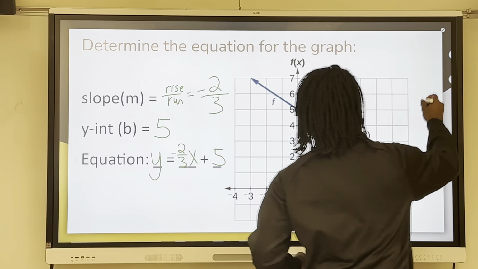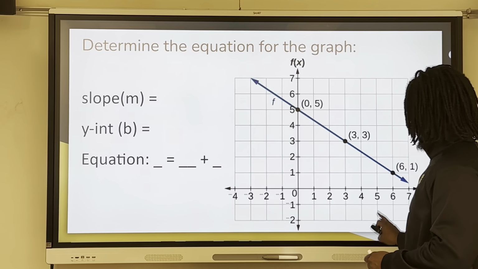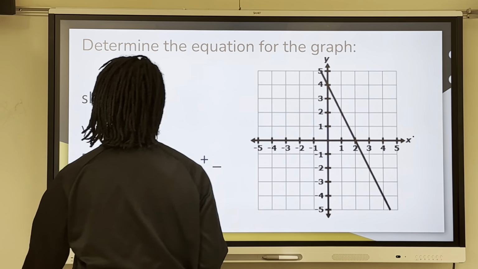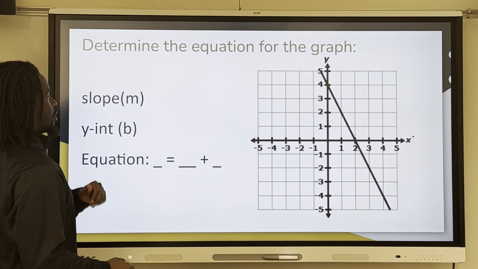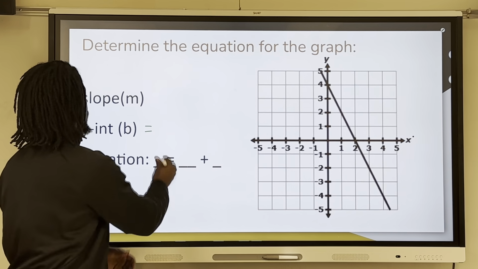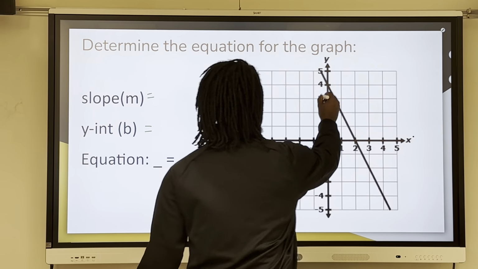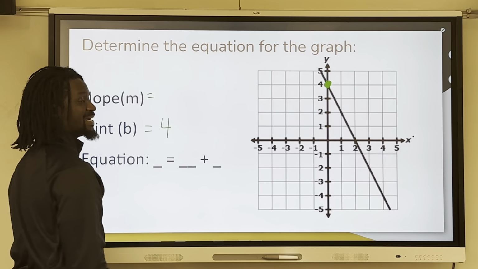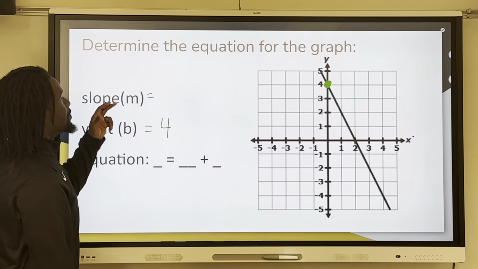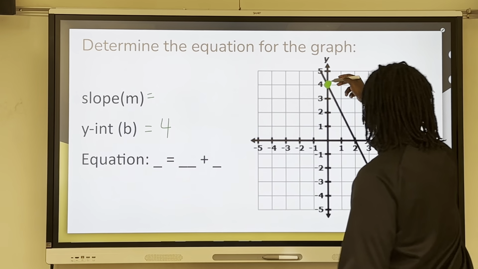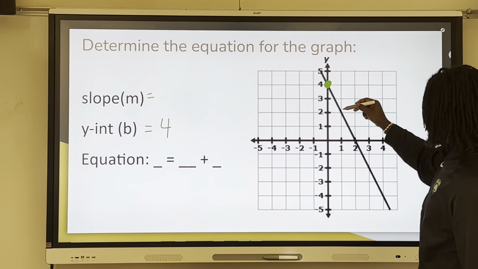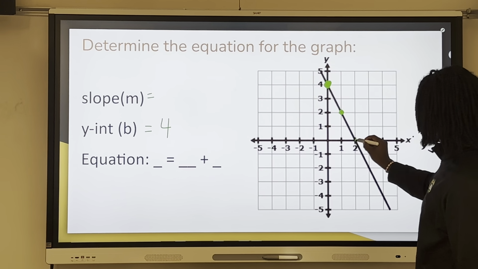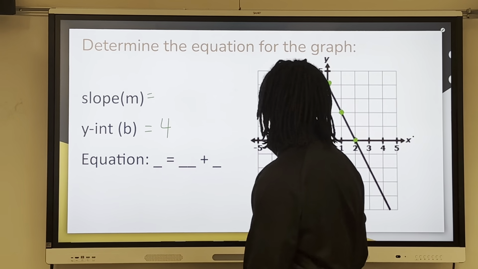All right. Let's look at another one. Again, I like to start by figuring out what the y-intercept is. The y-intercept is where it crosses the y-axis, so it crosses at 4. So my y-intercept, my b, is going to be 4. Now I have that one point. I just have to find where another point touches the line. So you could use this point, or you could use this point. It really doesn't matter which point you use.